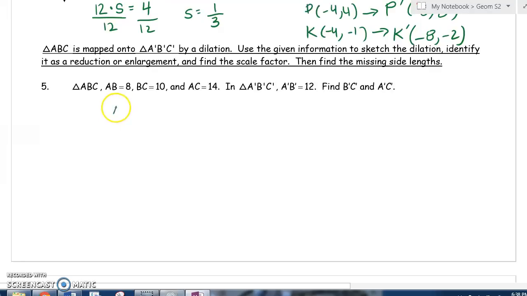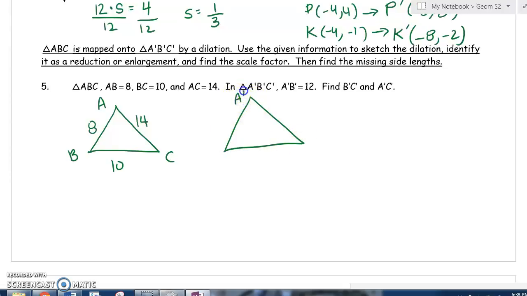So we're going to draw out triangle ABC. ABC is here. AB is 8, BC is 10, and AC is 14. Then we've got triangle A prime, B prime, C prime. You can draw it a different size if you want. I'm just going to keep it the same size. A prime, B prime is 12. We eventually need to find this side and this side. So we need to figure out whether it is a reduction or an enlargement. We're going from triangle ABC to triangle A prime, B prime, C prime.